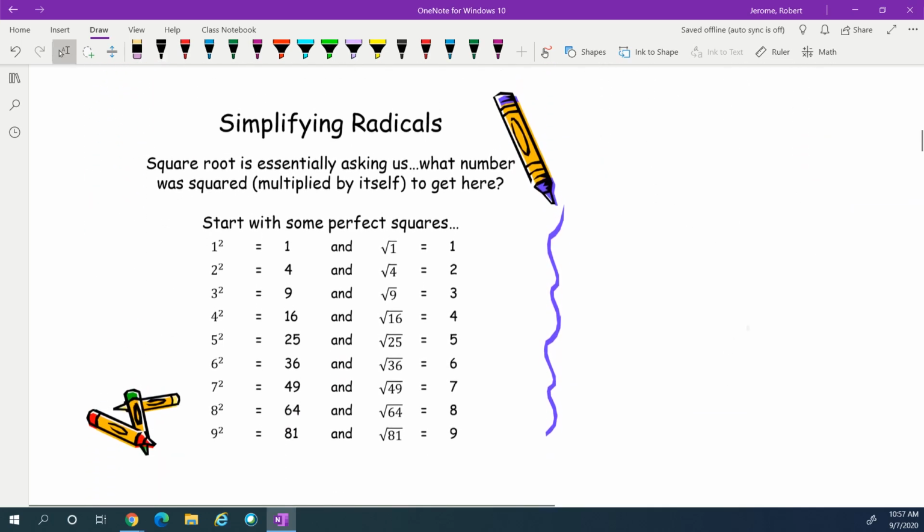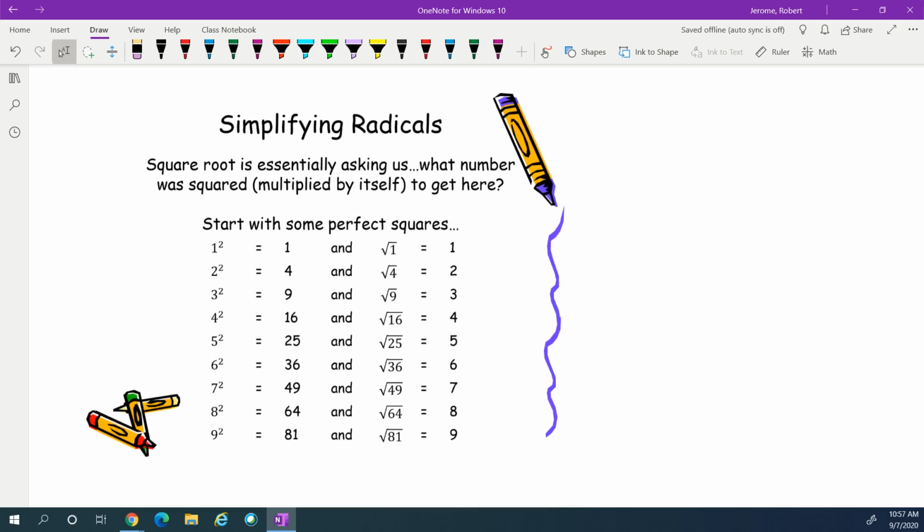All right. So we're working with square roots, and the square root symbol is effectively asking us what number was squared to get here. So think about this in some simple examples. If we look at the square root of 4, it's asking us what number was squared, meaning multiplied by itself, to get a 4. And we know the answer is 2 because 2 squared is 4.